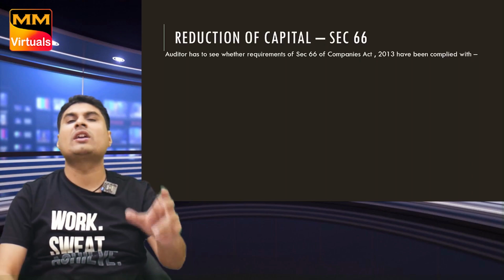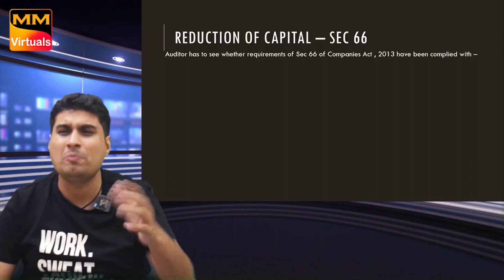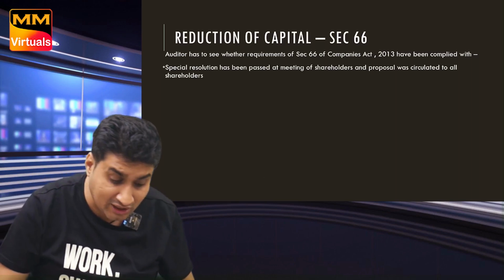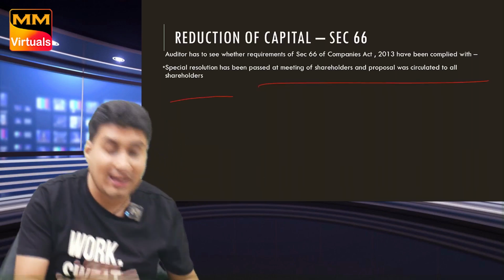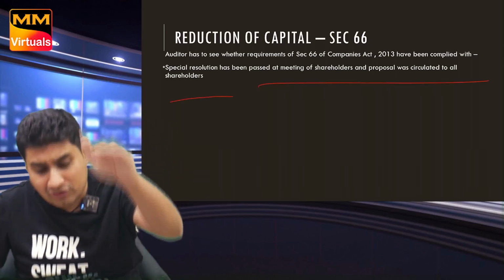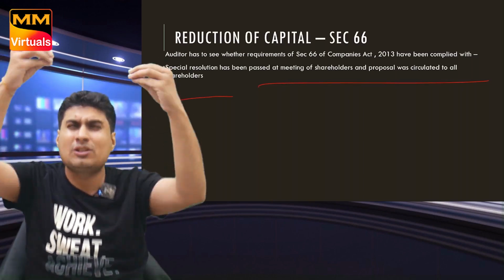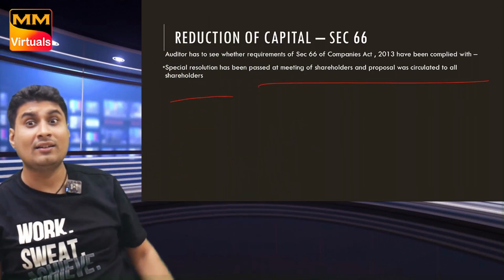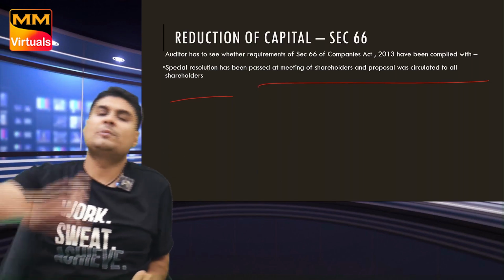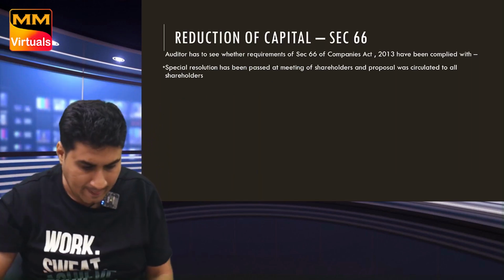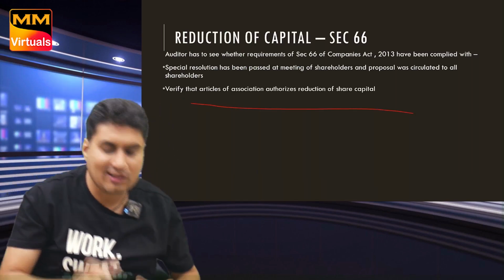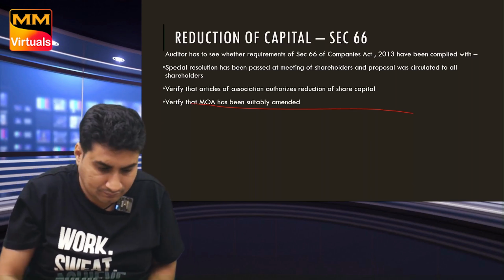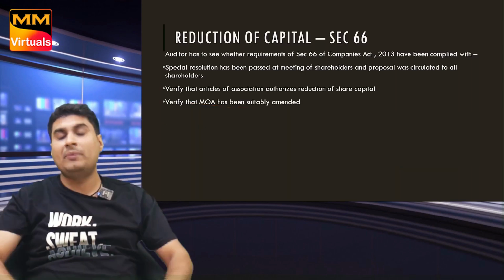The auditor has to follow the requirements of section 66. I hope you know whatever you have learned. A special resolution is required at the shareholder meeting for reduction of share capital. Special resolution is passed for reduction of share capital because it's a big thing. Special resolution, not ordinary. Second, verify that the articles authorize reduction of share capital, allowed as per AOA. MOA is also suitably amended.